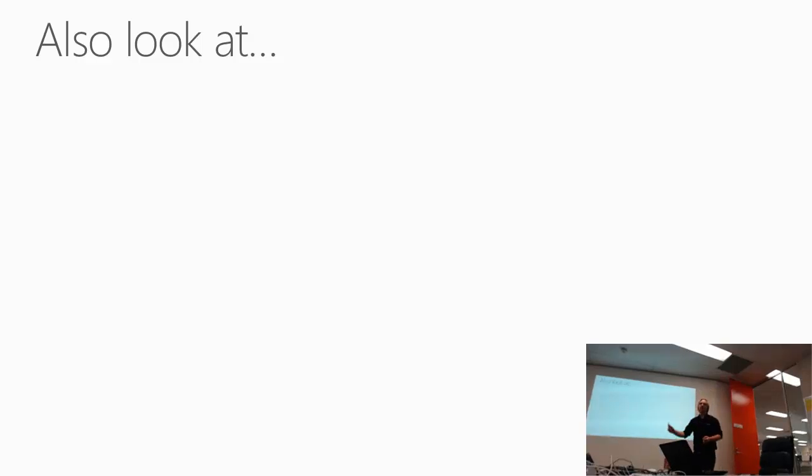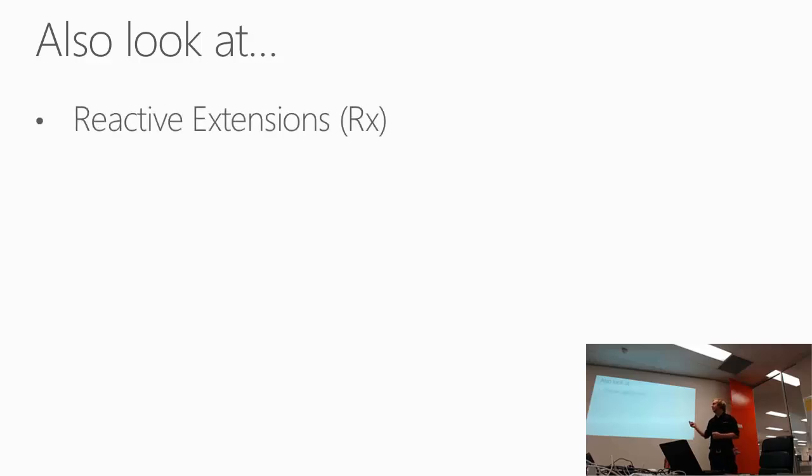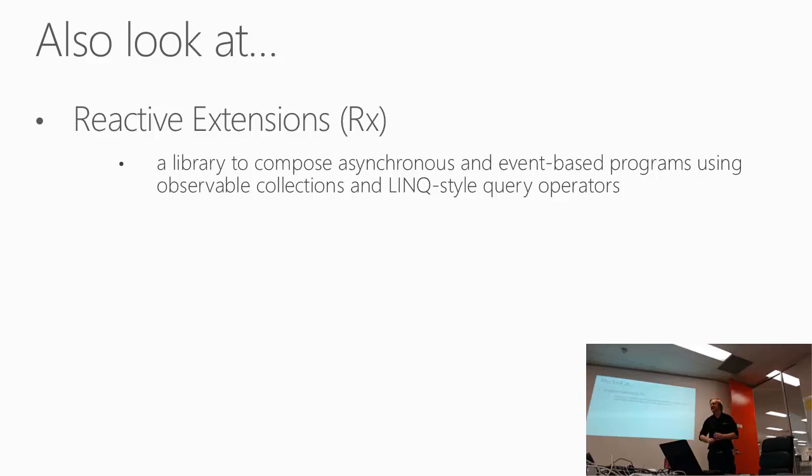There's a couple of other things that I'd like to bring up that I don't really have time to go into. The first thing is the Reactive Extensions, also called Rx. Not sure if anyone here has worked with Reactive Extensions. Their definition of Rx is a library to compose asynchronous and event-based programming using observable collections and LINQ-style query operators. I haven't worked with it that much at all, but from the examples that I've seen, it looks really nice. And everyone that's been working with it says it's really good.